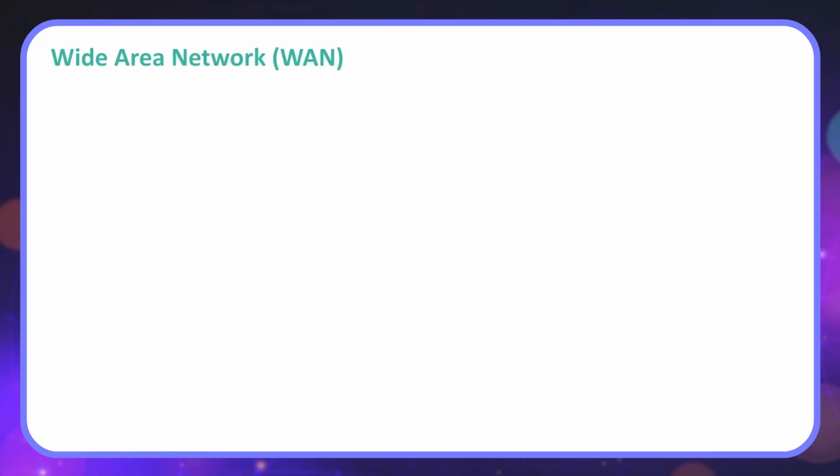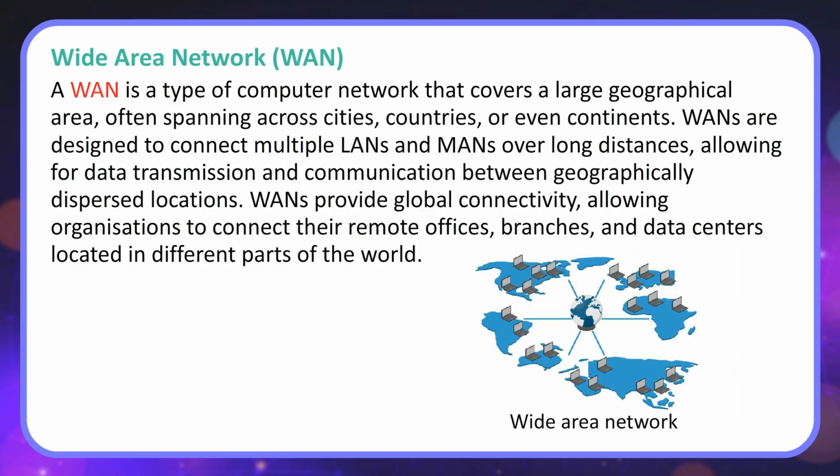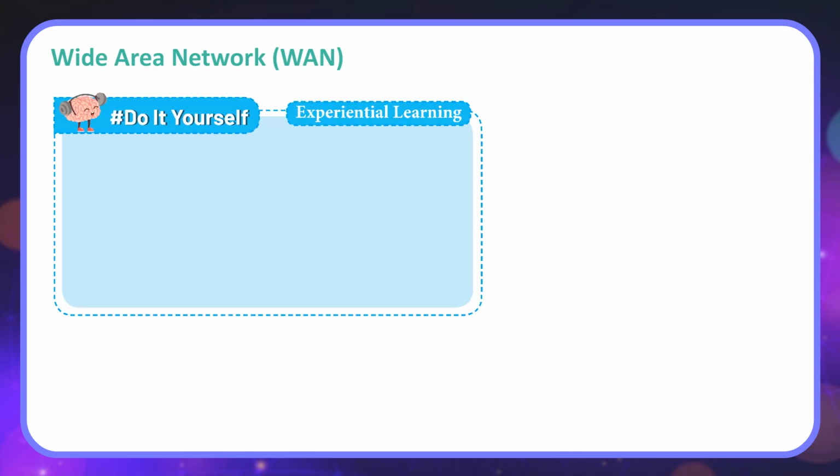Wide Area Network, WAN. A WAN is a type of computer network that covers a large geographical area, often spanning across cities, countries, or even continents. WANs are designed to connect multiple LANs and MANs over long distances, allowing for data transmission and communication between geographically dispersed locations. WANs provide global connectivity, allowing organizations to connect their remote offices, branches, and data centers located in different parts of the world. Wide Area Network.